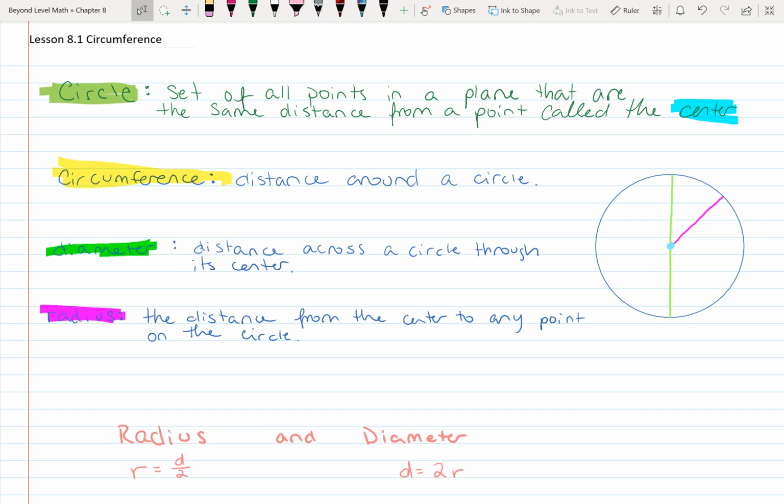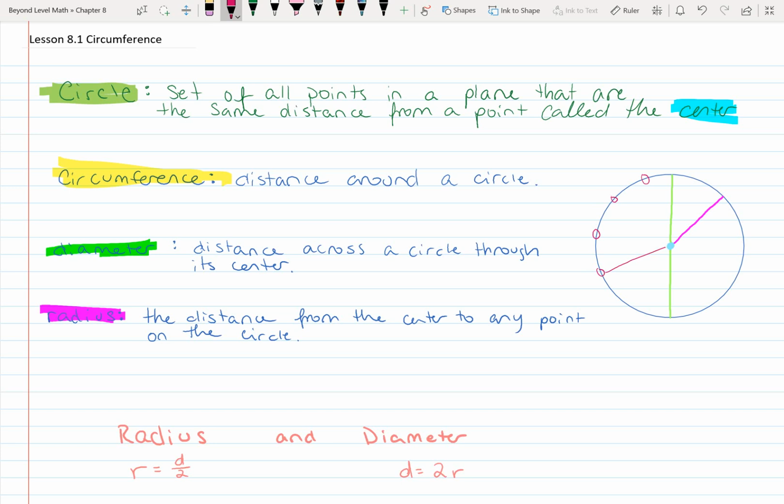Alrighty, so the keywords we need to keep in mind first is circle: a set of all points in a plane that are the same distance from a point called the center. So we're all familiar with circle, but I think that definition is a little more detailed than maybe what we had thought prior. All of the points on this circle are the same distance from the center as every other point, right? So that is a circle, same distance from the center.